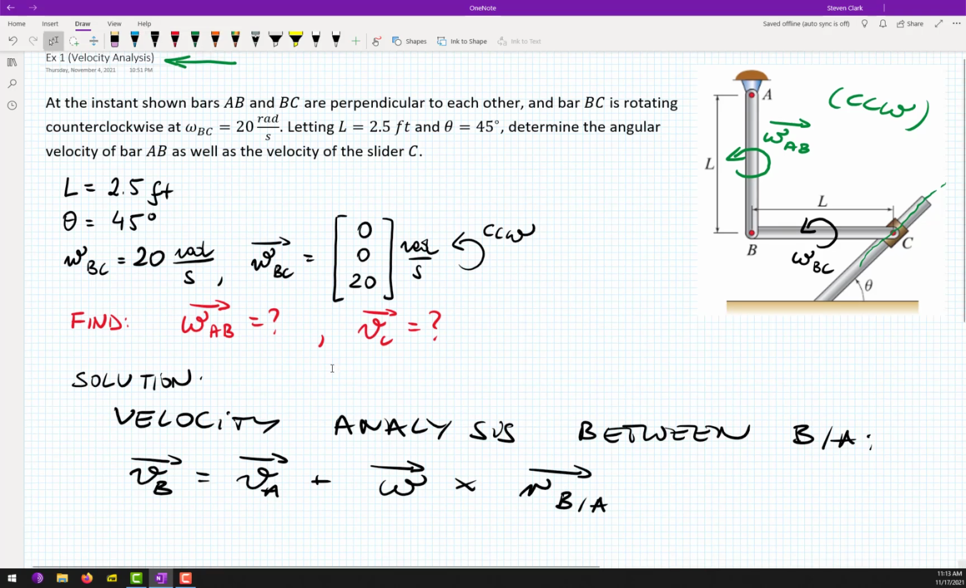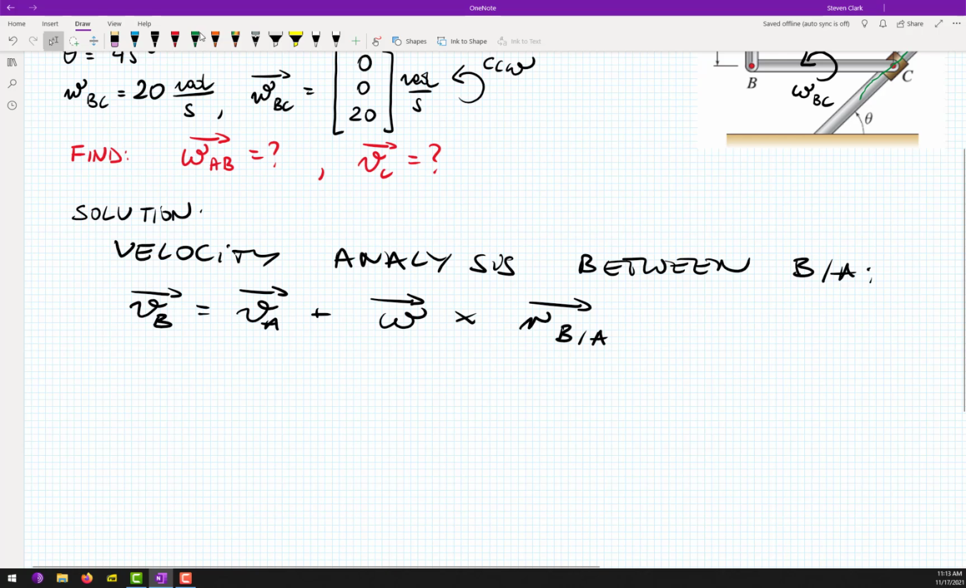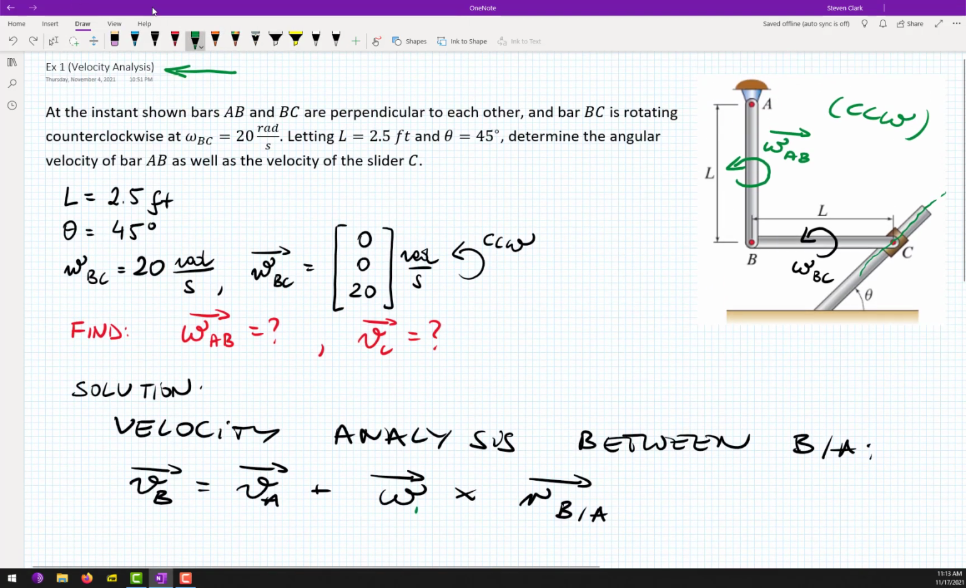Do you want me to ask you what body that is? Omega of which body is that? No, that's too easy. It must be bar AB, because points A and B belong to that bar. So I'm going to write in here omega AB.